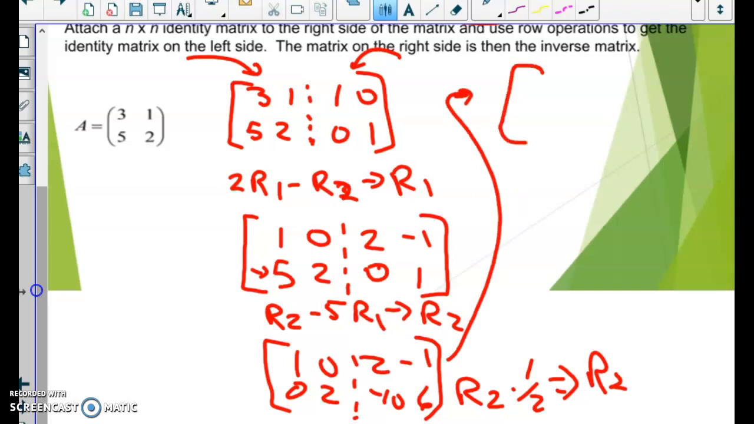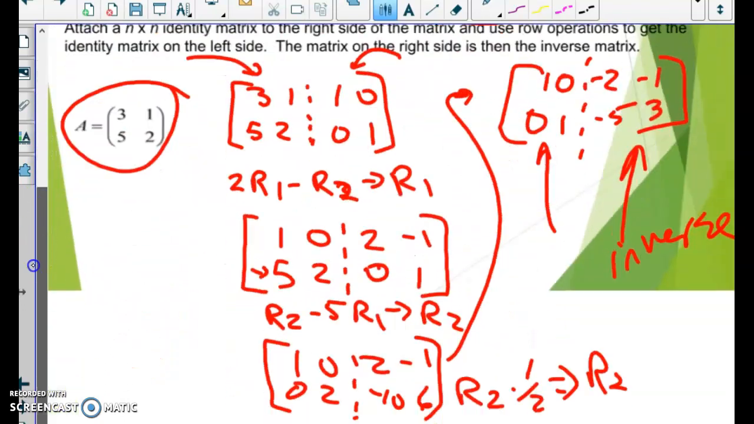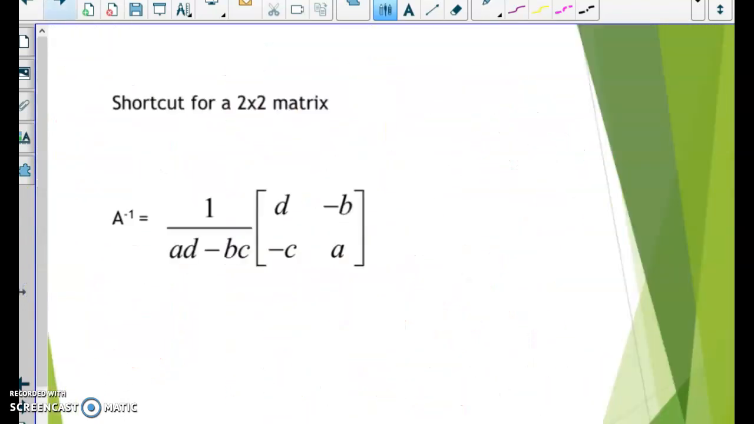So my first row stays the same, 1, 0, 2, negative 1. My second row, I get 1, negative 5, 3. And so then this part has become the identity matrix. This is the inverse of the original. So that's a little bit shorter than solving the system of equations, but nonetheless it works.